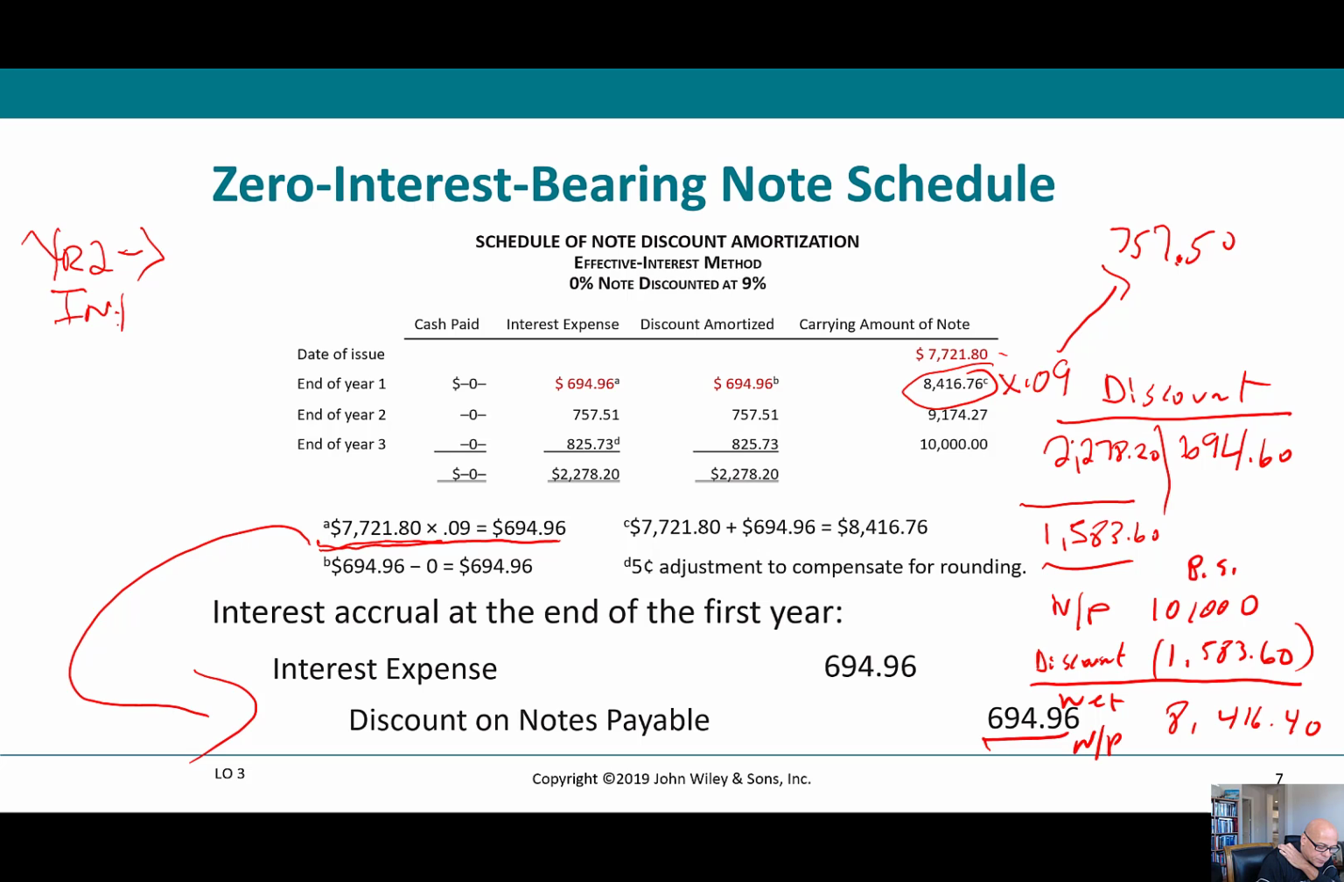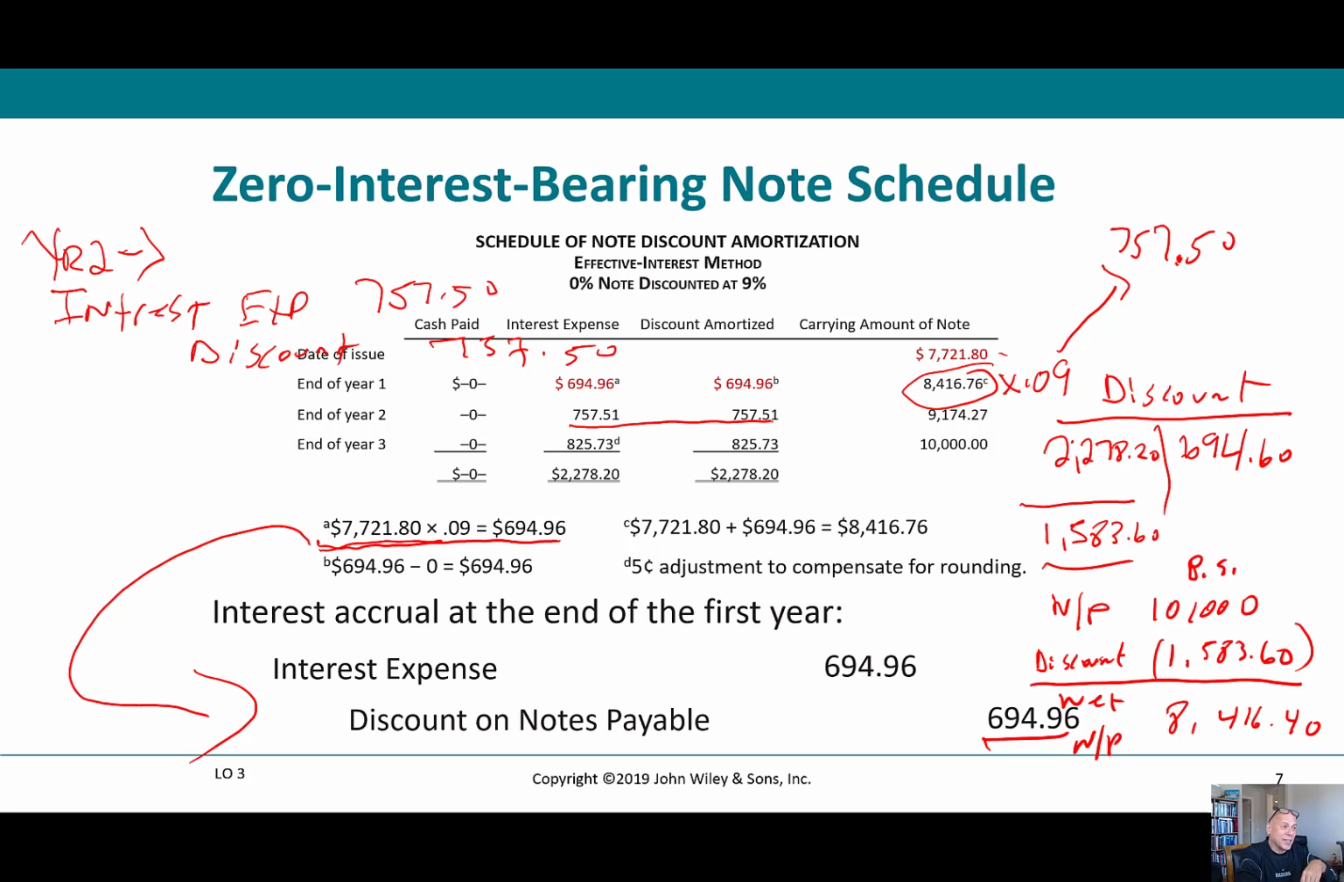I will debit interest expense $757.50 and credit the discount $757.50. That's for year two, and they gave me the number right there. I could have looked right there, and so on. And you just keep going like that until finally, by the end of that last year, the carrying value of the note is 10,000. You pay the 10,000. You debit the note payable, you credit the cash, and you pay back the 10,000.